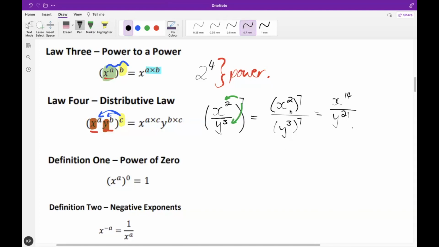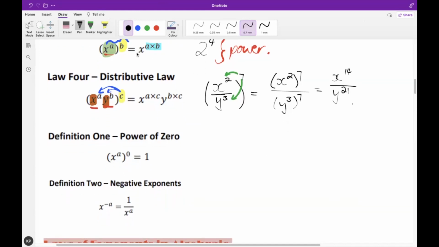All right. And then we have definitions. So those are our 4 laws that we discussed and went over. This time we have definitions. So we mustn't confuse laws for definitions. Okay. So definition 1 is anything to the power of 0. We all know this one. What is anything to the power of 0? What will my answer be? It's 1. Don't get confused.